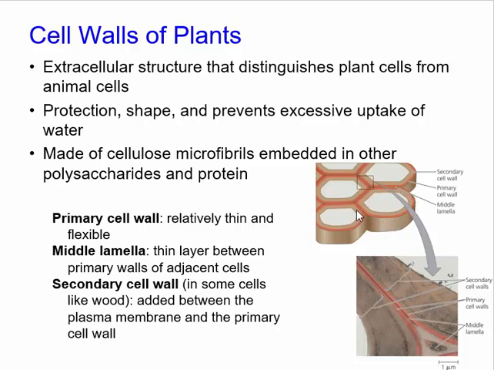There's this middle lamellar area. You can really see it more clearly in this zoomed in and colorized transmission electron micrograph. So that's the area between the cells. And then in some cells, like when we think of wood, we also see this secondary cell wall between the plasma membrane and the actual contents of the plant cell and that primary cell wall.